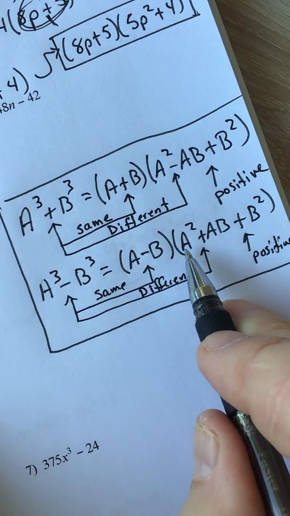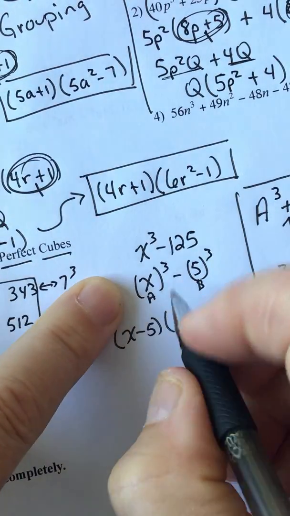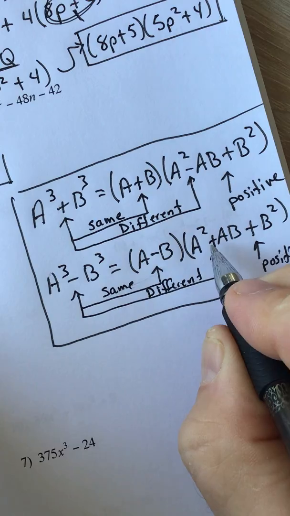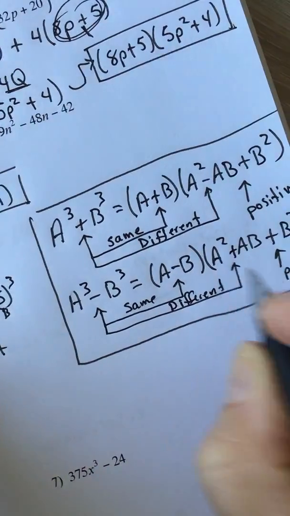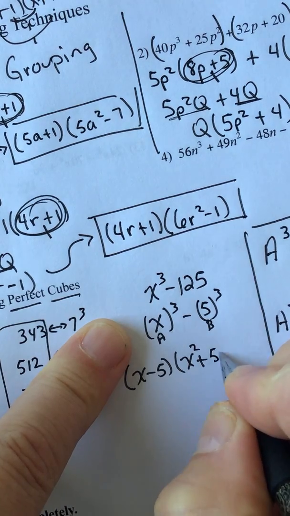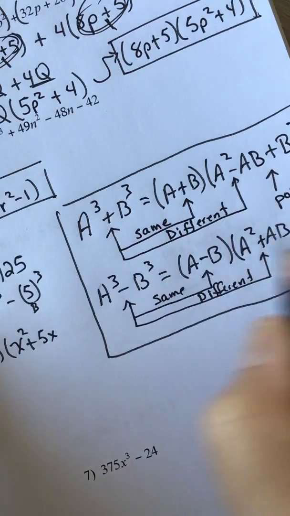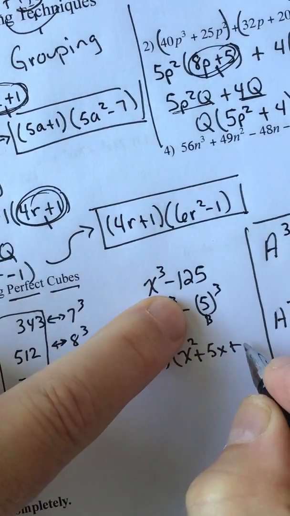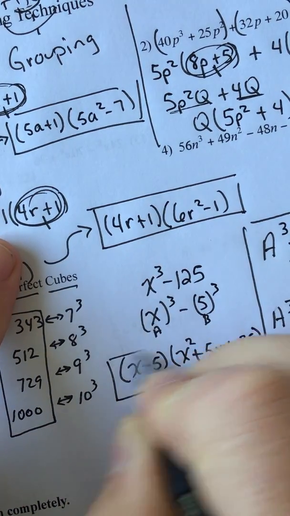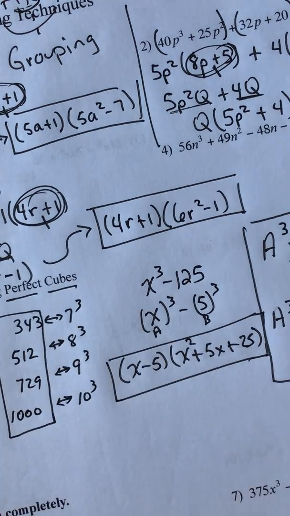Then the formula says the a value squared. So it's the first one squared, so it'll be x squared. Then there's a plus, and then it's the a number times the b number. So it's the 5 times the x. And then there's a plus, and then the b number squared. So 5 squared is 25, and there that thing is factored. That's how we're going to use those.